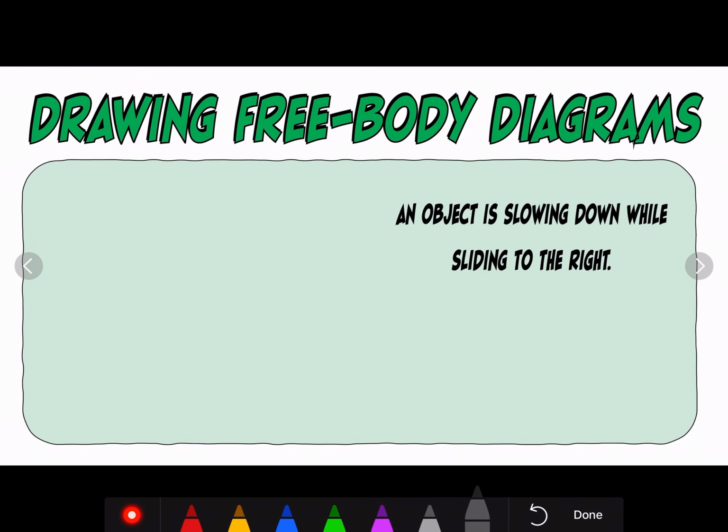An object is slowing down while sliding to the right. So we draw the object. It's on a surface, so gravity is going down, and we have the force normal going up and perpendicular to the surface. The object is slowing down while it's moving to the right. So if it's slowing down, that means it's slowing down because of friction. And so there's a force of friction, kinetic friction, that goes to the left, opposite the motion.